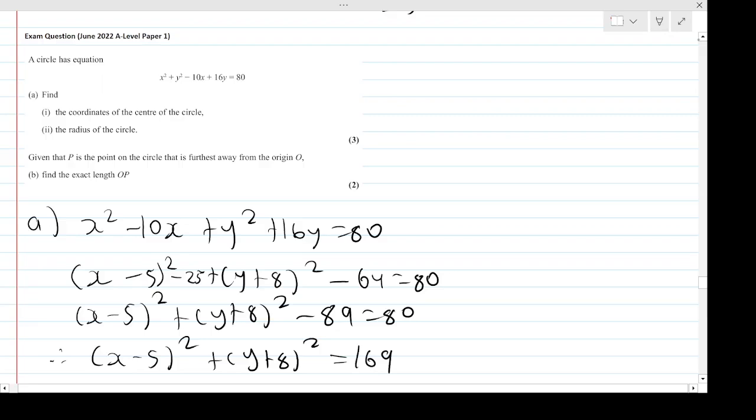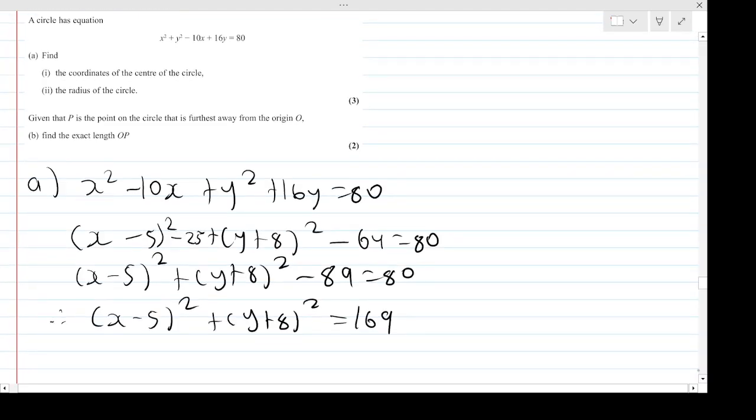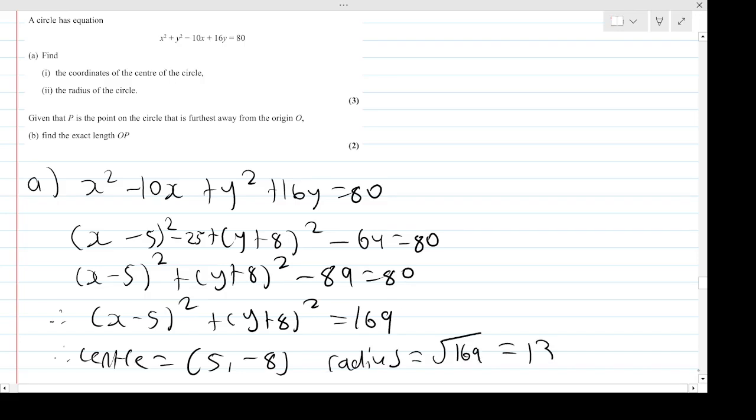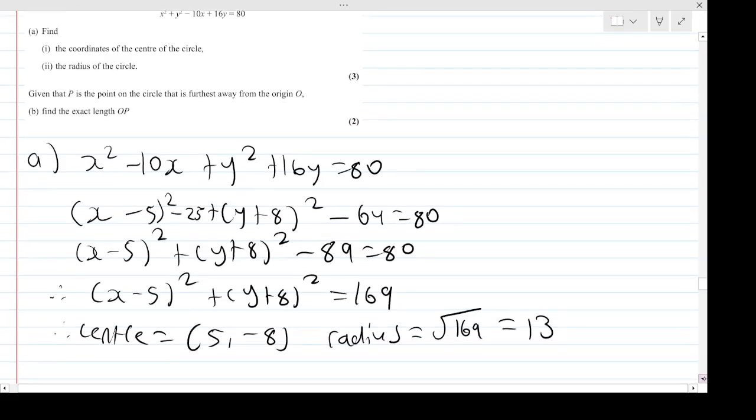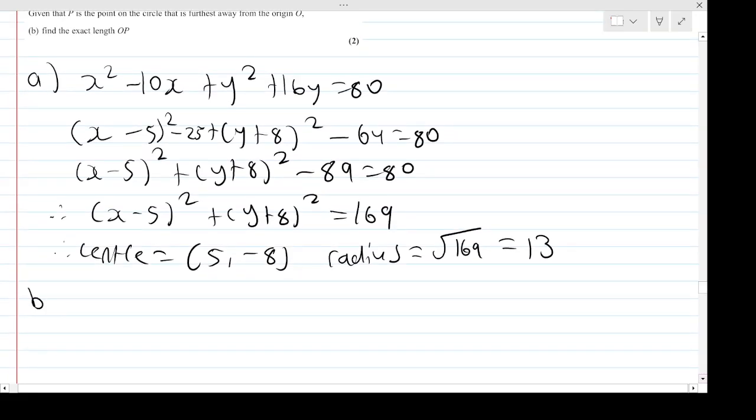Cool. Okay, well therefore I can deduce that the centre, again, if it's minus 5 there, it's going to be plus 5, and if it's plus 8 here, it's going to be minus 8. Okay, cool. And so the radius then, well, if radius squared is 169, it's going to be root 169, and that actually turns out to be 13. Cool.